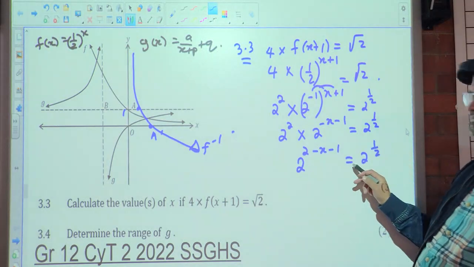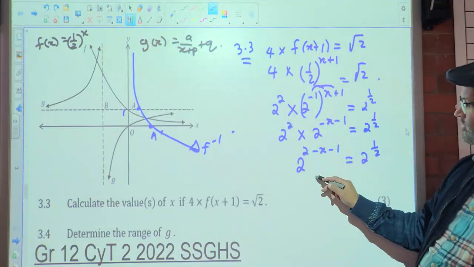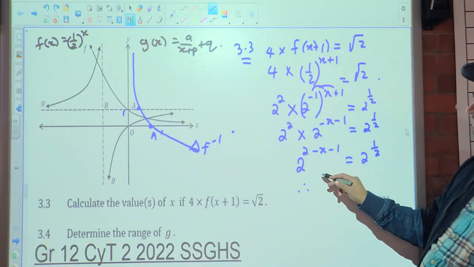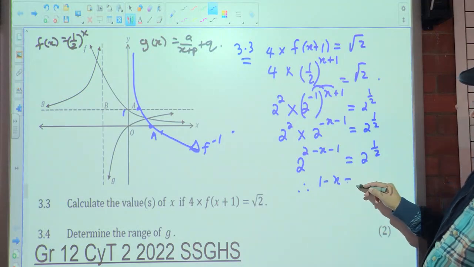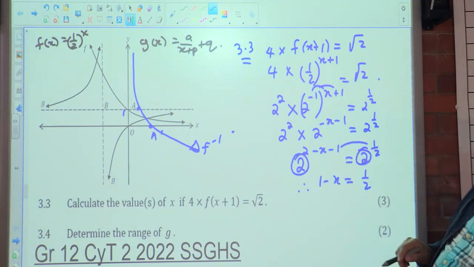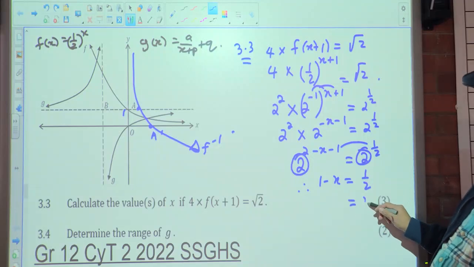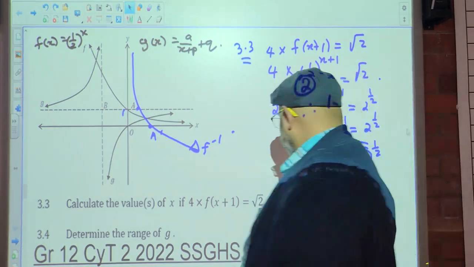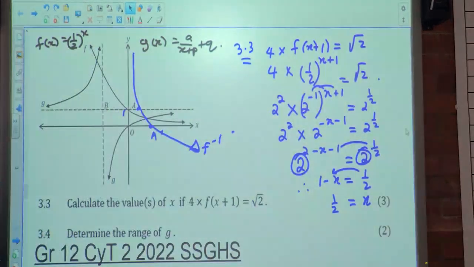When bases are the same, exponents are equal. So therefore 2 minus 1 is 1, minus x, is equal to a half. So the exponents are equal. So x is then equal to 1 over 2. Okay. Beautiful.